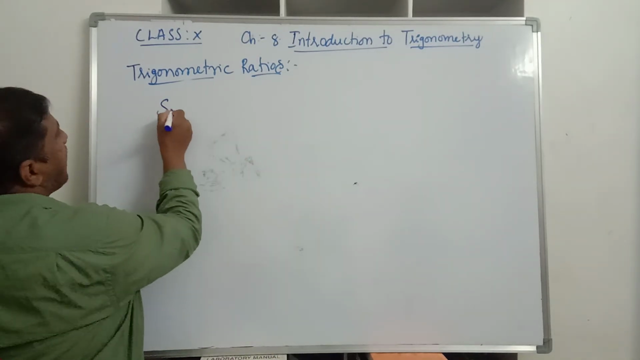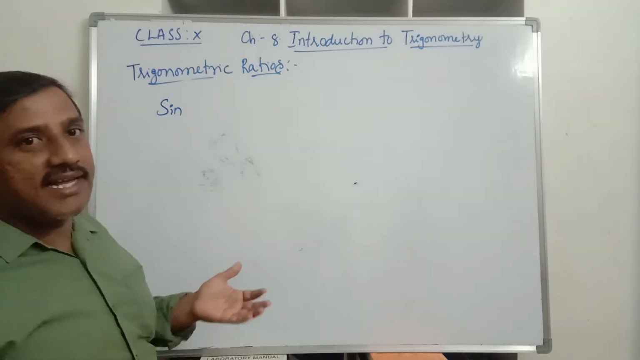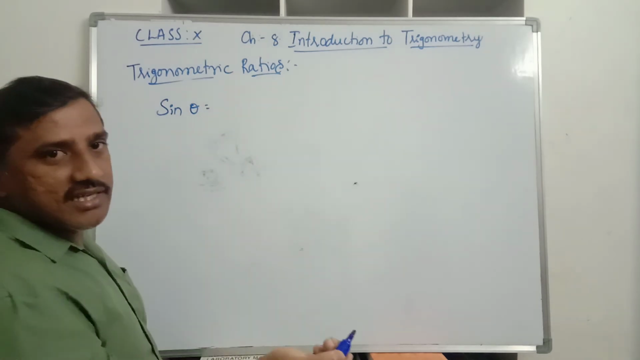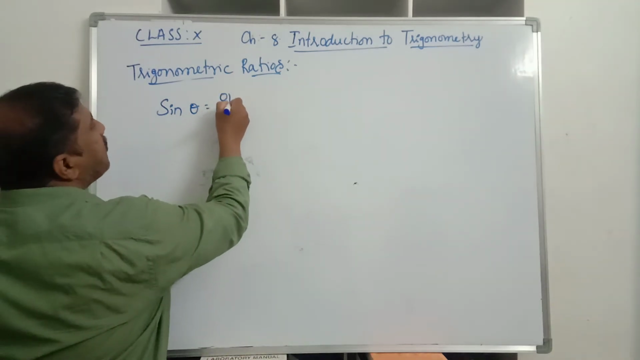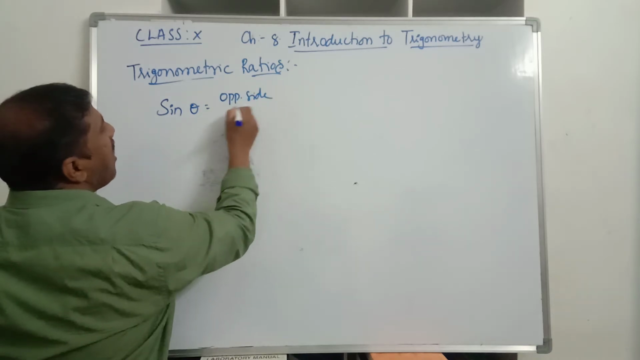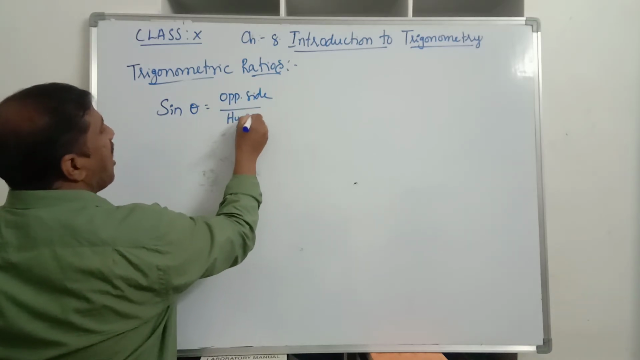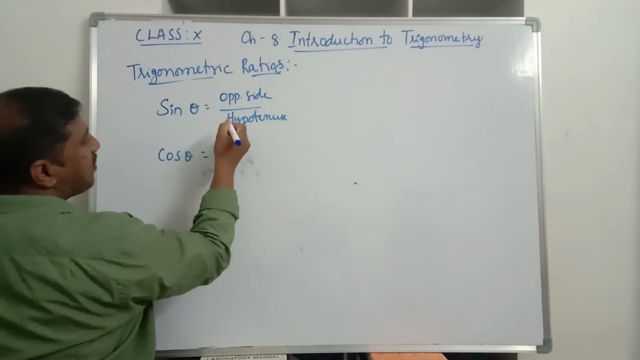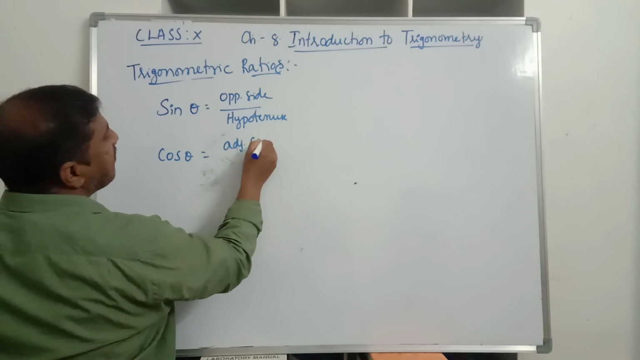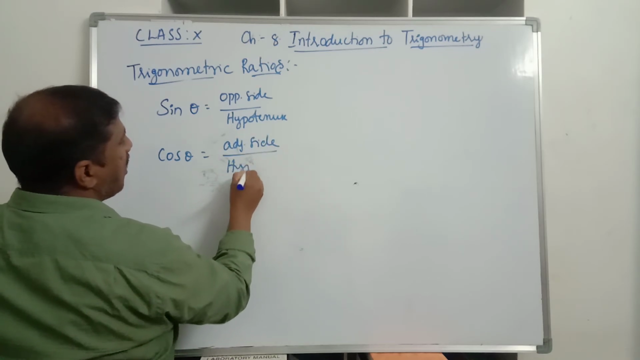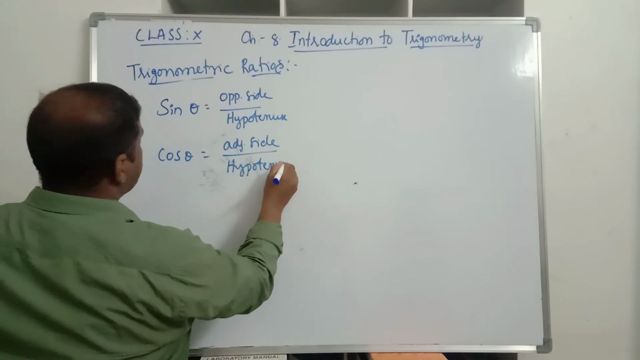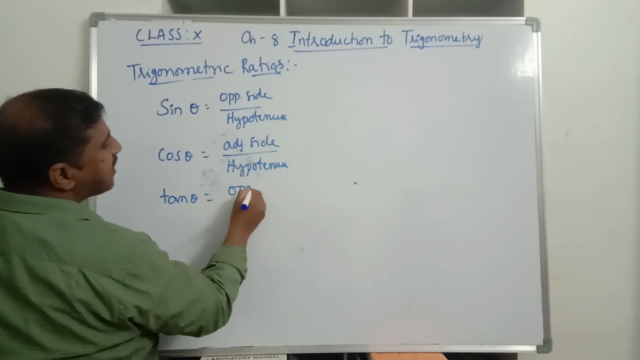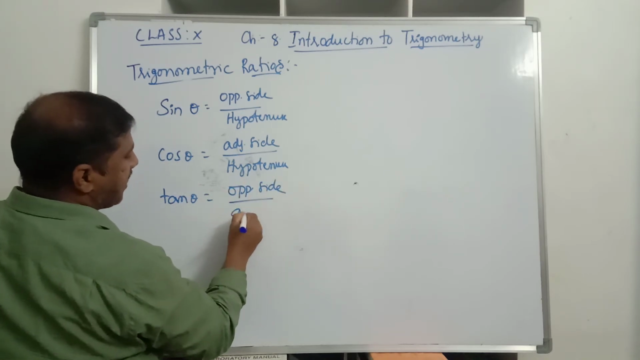If I take theta as the angle, instead of A, sine theta is equal to opposite side of theta divided by hypotenuse. These are general formulas. Then cos theta is equal to adjacent side divided by hypotenuse. Then tan theta is equal to opposite side divided by adjacent side.